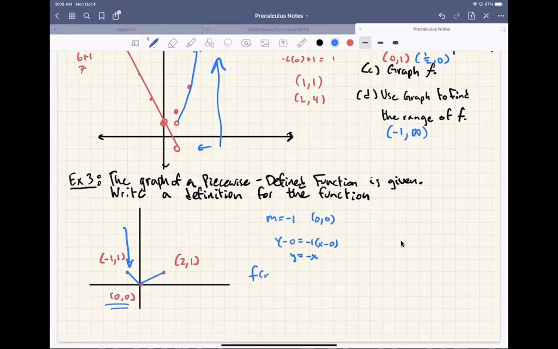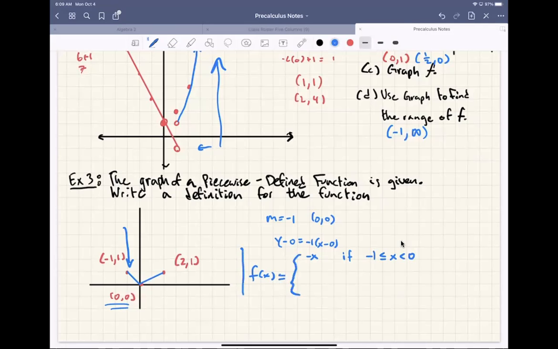And that's true for our function, but that's only true from -1 to 0. So we're gonna write if x is greater than or equal to -1 and less than 0. Remember, you don't put y anymore, so we can just take off the y.